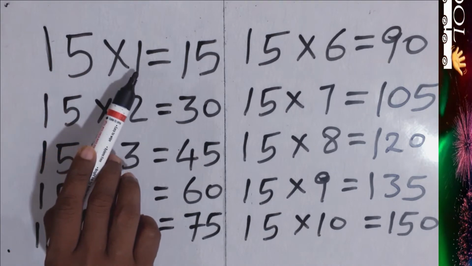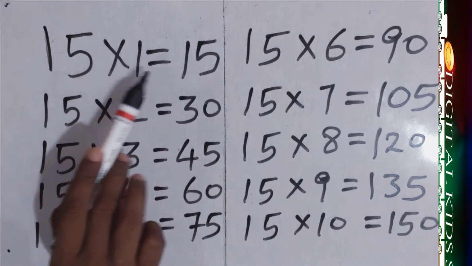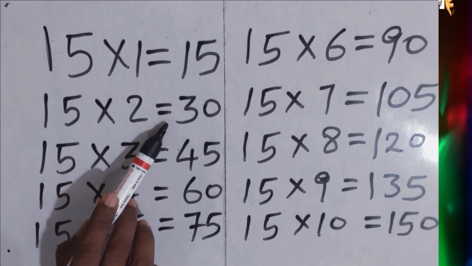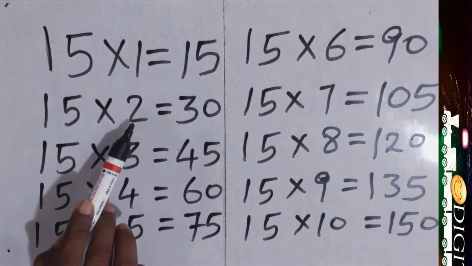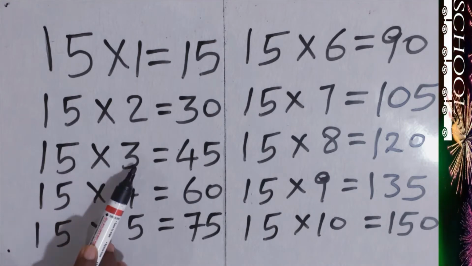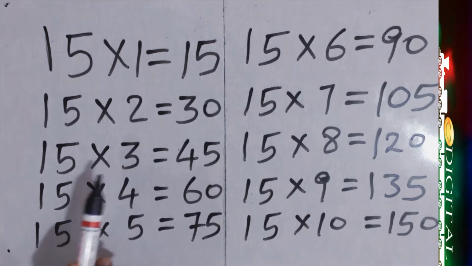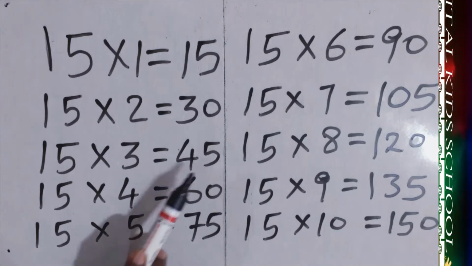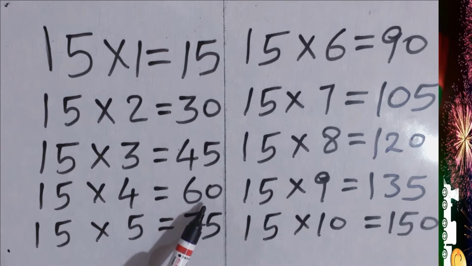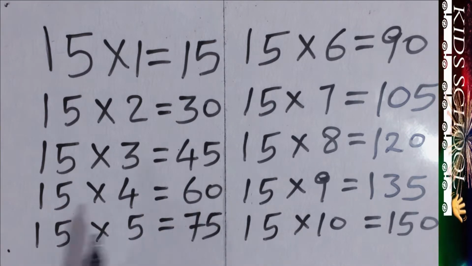15 multiplied by 1 is equal to 15. 1 times 15 is 15. 15 multiplied by 2 is equal to 30. 2 times 15 is 30. 15 multiplied by 3 is equal to 45. 3 times 15 is 45. 15 multiplied by 4 is equal to 60. 4 times 15 is 60.